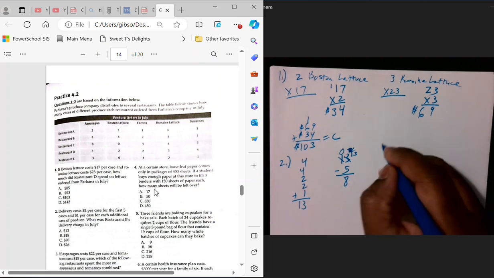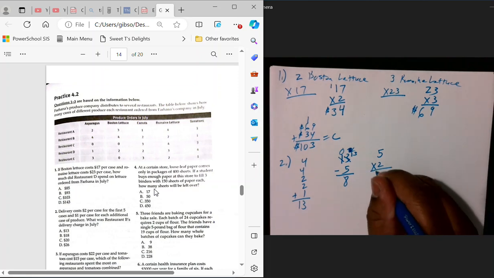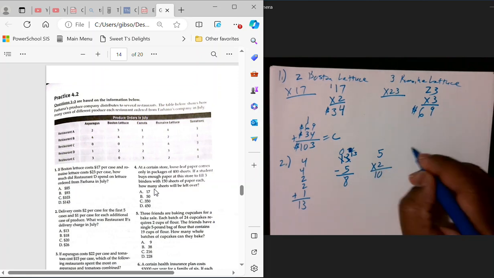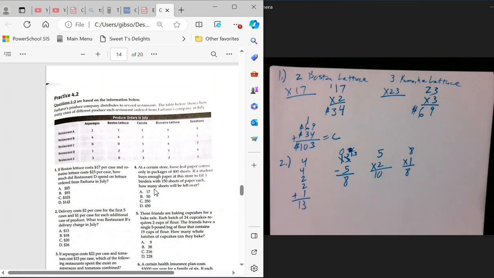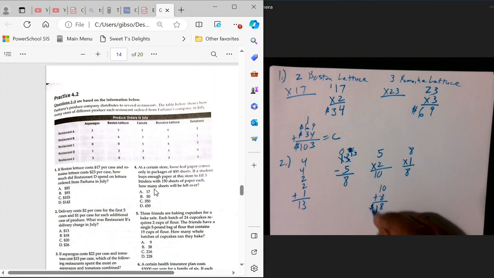So now we have 5 deliveries at $2 a piece, so that'll give us 10. And then the remaining 8 is at $1 a piece, which gives us 8. So 8 times 1 is 8, 5 times 2 is 10. Now we want to know the total delivery charge, so we would add these two together. 10 plus 8: 8 plus 0 is 8, and 1 plus 0 is 1. So it'd be $18. $18 is B.